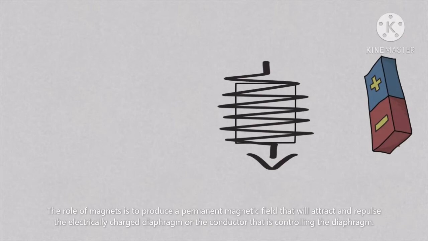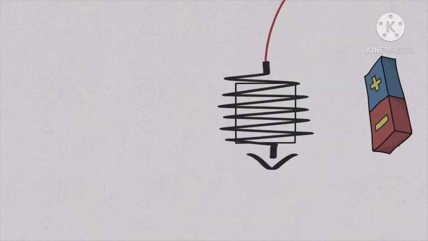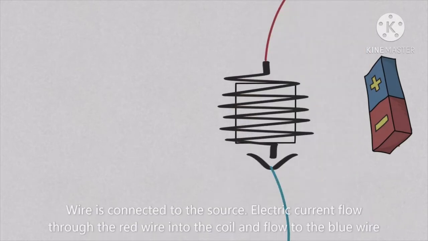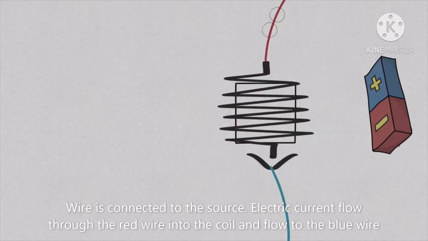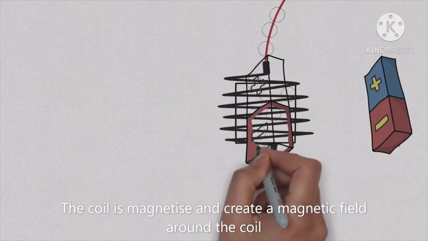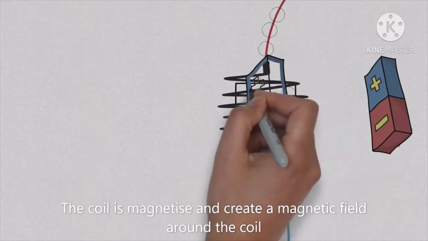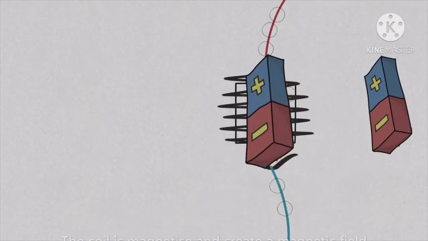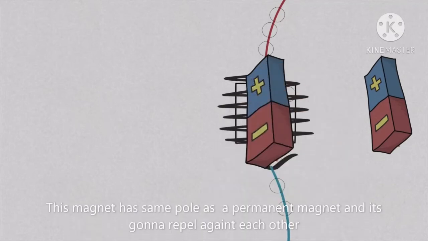Now, let's see an example. First, the wire is connected to the source. Then, electric current flows through the red wire into the coil and flows to the blue wire. After that, the coil will be magnetized and create a magnetic field around the coil. This magnet has the same polarity as the permanent magnet, and they are going to repel each other.